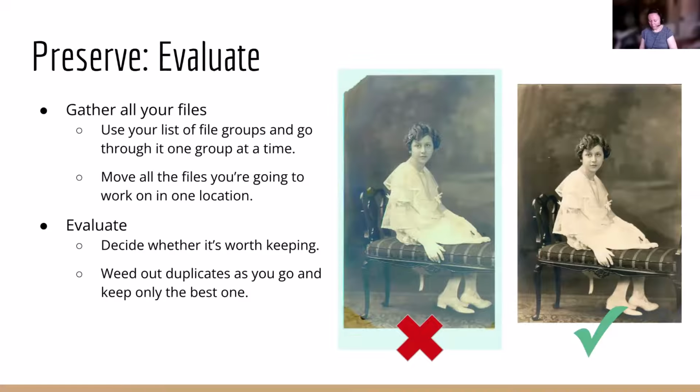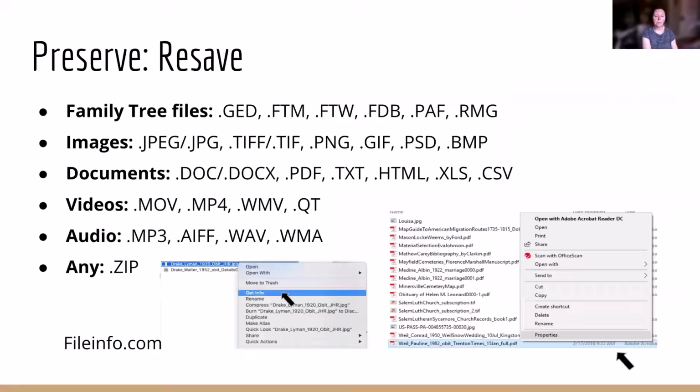Or maybe you have drafts of a family history that you were writing, and you really just need to save the finished copy unless there's a reason to save the draft. So evaluate whether it's something you need to keep and delete the other ones. Weed them out. Then you need to look into whether you need to resave it. So there are a lot of file formats out there. For family tree files, there's the GED, which many of us may be familiar with, but there's also FTM and FTW, which are Family Tree Maker.